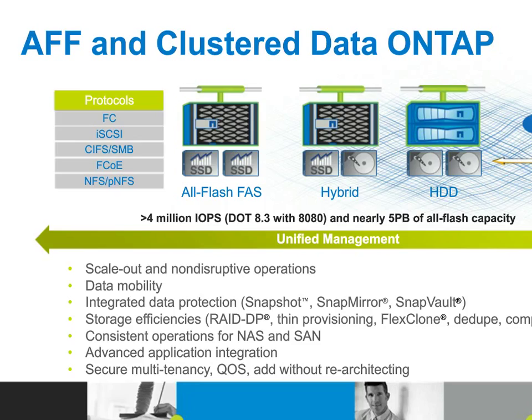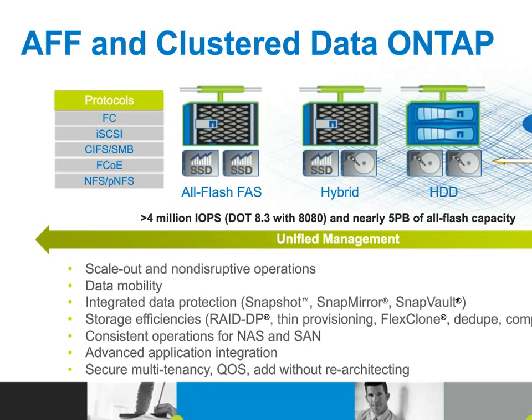I can non-disruptively move those from my traditional spinning disks, or even hybrid arrays I may have today with flash pools, out to an all-flash tier. And then, again, have that flexibility throughout the year. So if there are certain times of the year where flash workloads make sense, I can move it to my flash tier, and then when I need to move it back to spinning disks to save on that flash capacity, I have those options as well. So data mobility is a big part of that.